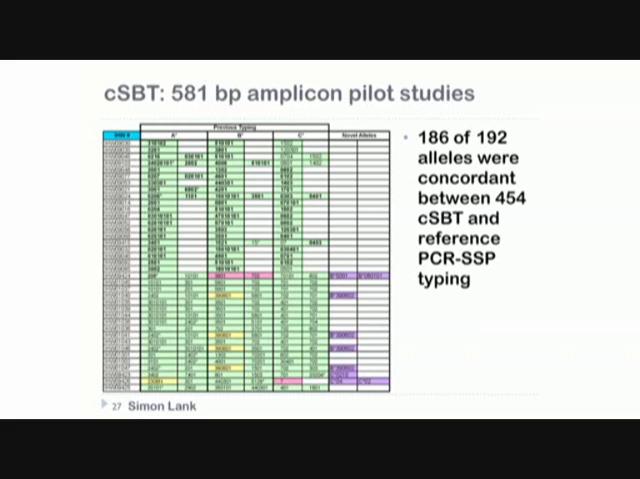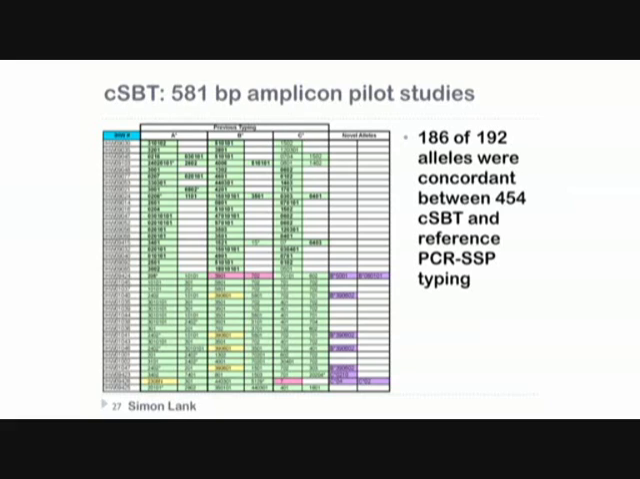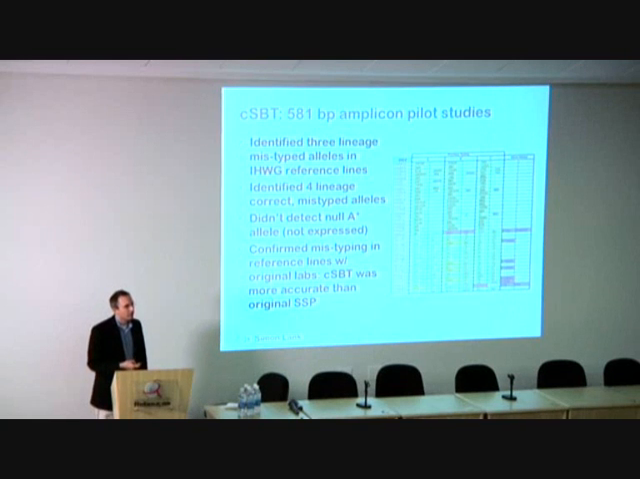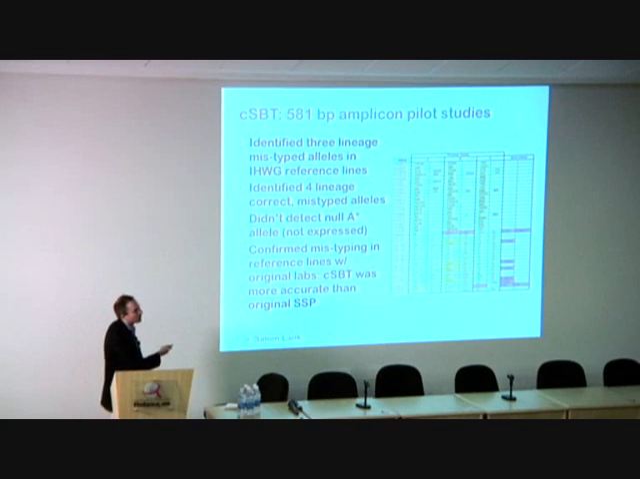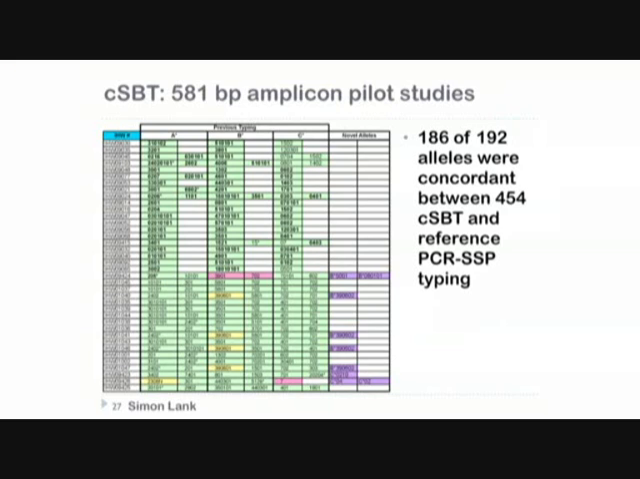So we were happy about the fact that 186 of the 192 alleles were concordant, but we were concerned that there were 6 discordances between our typing and the working group typing. So we contacted the working group, and we tried to resolve these differences. And what we actually discovered was that the 454 typing had accurately gotten the calls, but that the working group cell lines had been mistyped. And when they reconfirmed the typing themselves, it turned out that our typing was right. In 3 cases, the lineages had been mistyped by the other technologies that they had been using.